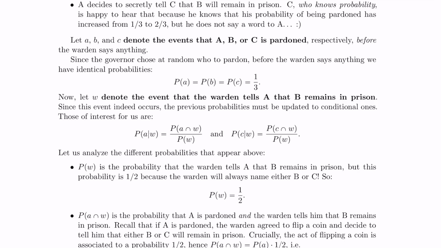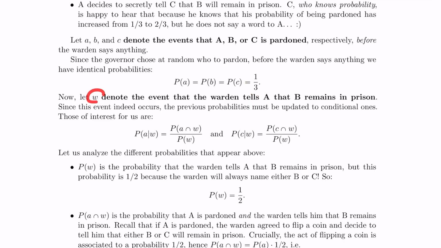Let's analyze the three prisoners problem from the perspective of conditional probability. First of all, we denote with A, B, and C, respectively, the event that prisoner A, prisoner B, or prisoner C is pardoned. Remember now that the governor chose at random who to pardon. So, before the warden says anything, we have identical probabilities. That is, P of A, B, and C are exactly the same, and their value is 1/3.